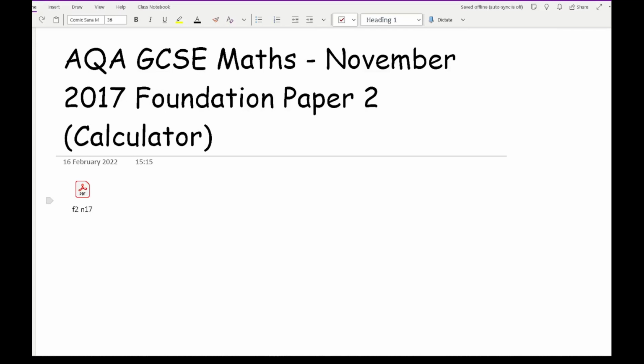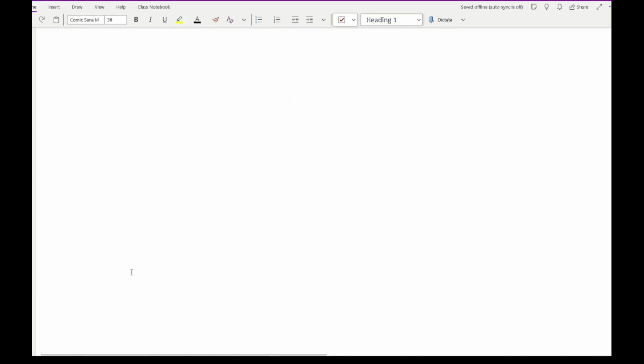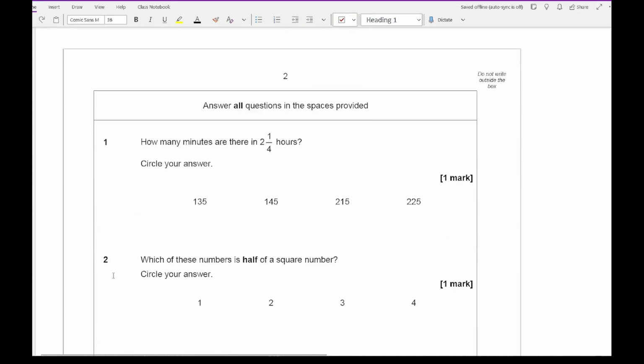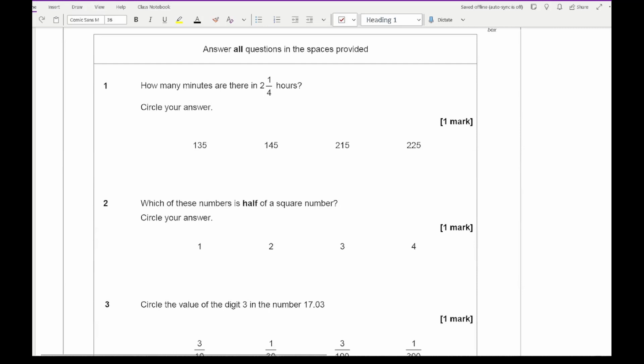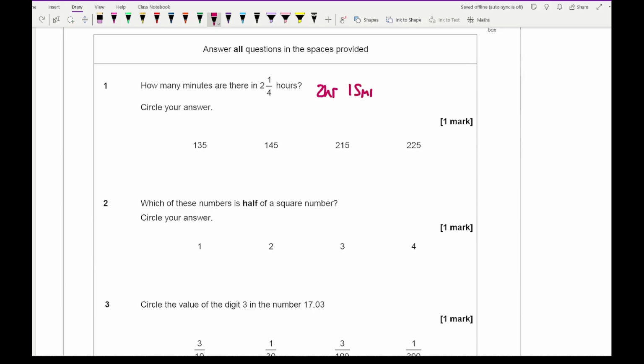So let's get started on this AQA GCSE Maths November 2017 Foundation Paper 2, which is a calculator paper. Looking at question 1, it says how many minutes are there in 2 1/4 hours? Well, it's just recognising that 2 1/4 hours is 2 hours and 15 minutes. There are 120 minutes in 2 hours, so it's 120 plus 15 minutes, which is 135.